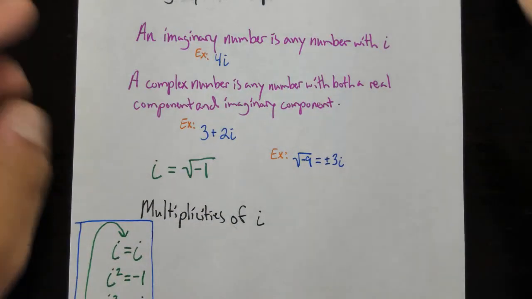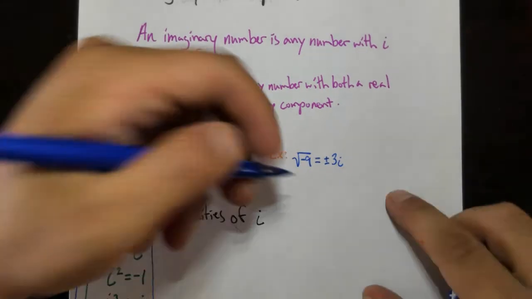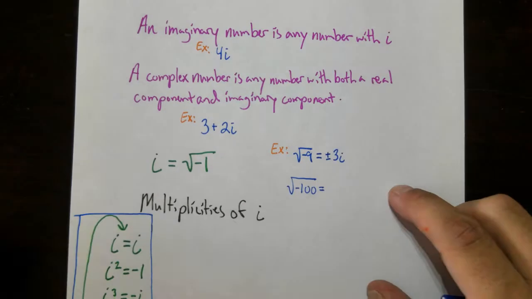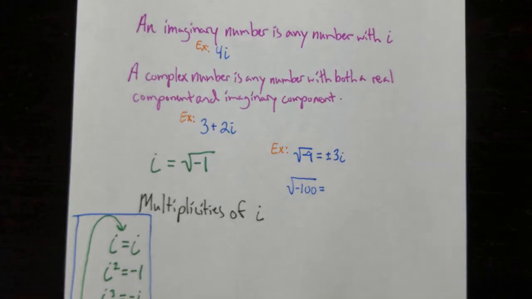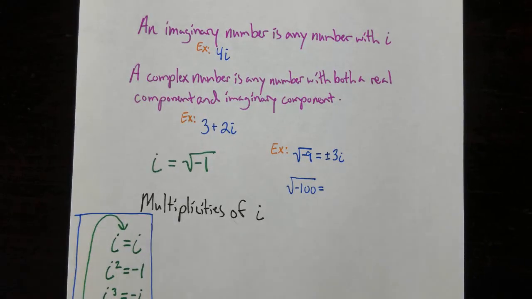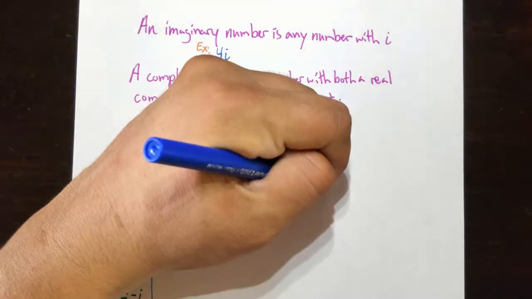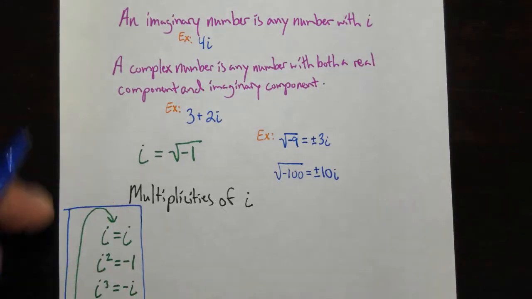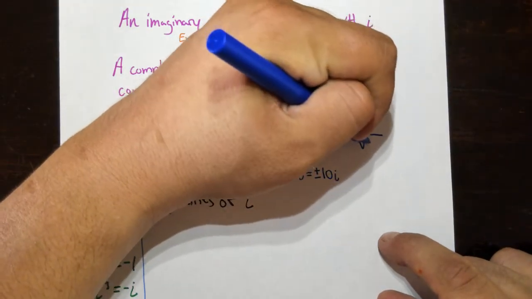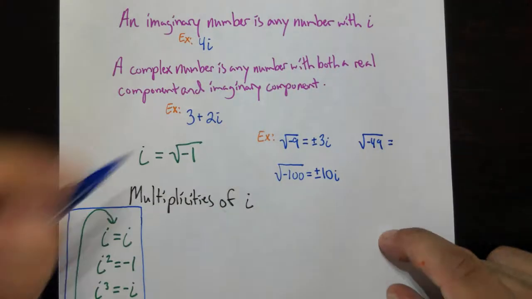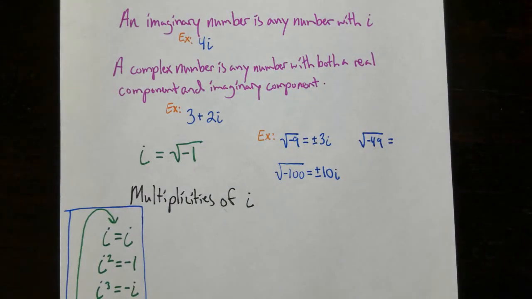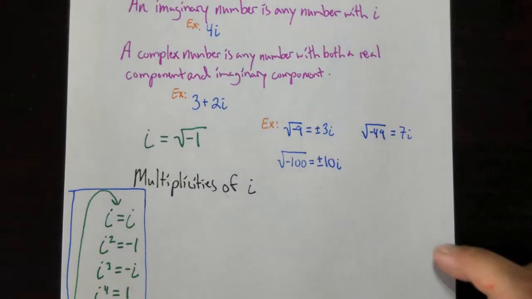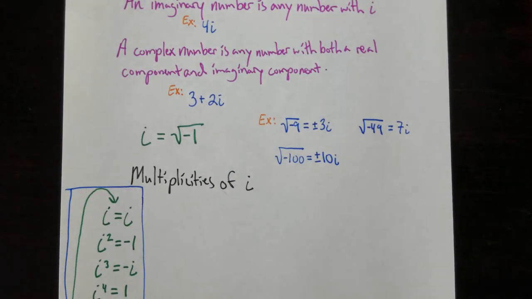Just like that. Simple as that. What if we had something like the square root of negative 100? Well, the square root of positive 100 is 10, or plus or minus 10. Because there's that negative, we need to add the i, so it's plus or minus 10i. Just one more example to cement this idea. Square root of negative 49, we have to think, what is the square root of positive 49? 7. Because there's a negative, it's going to become 7i. So I think y'all are starting to get the picture.